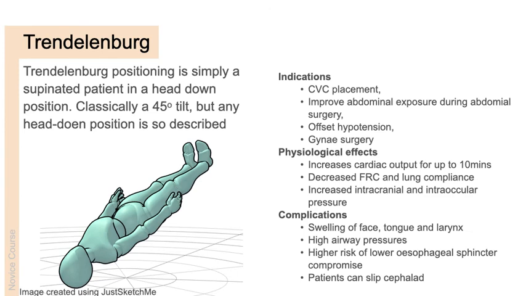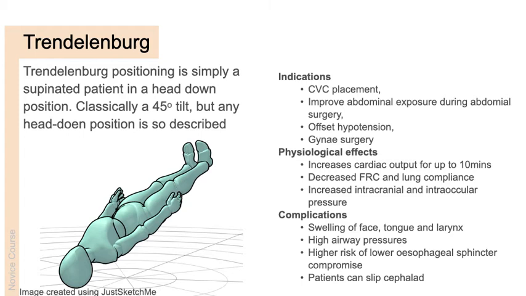Next position that we should think about is the Trendelenburg position. So the Trendelenburg position is simply patient supine and then in a head down position. It's classically described as a 45-degree tilt, but any head down position can be considered to be Trendelenburg. You might find patients in this sort of position for central line placement.